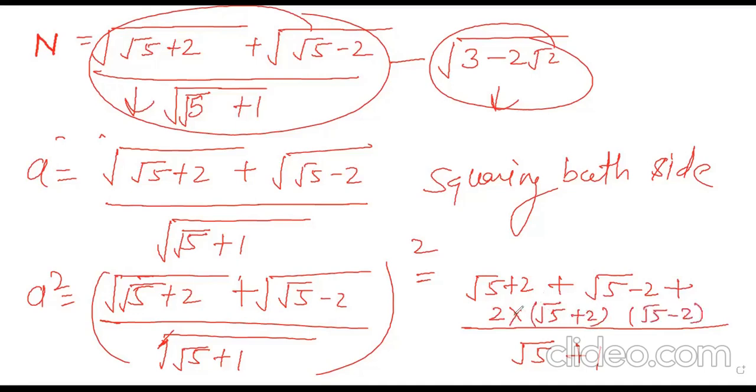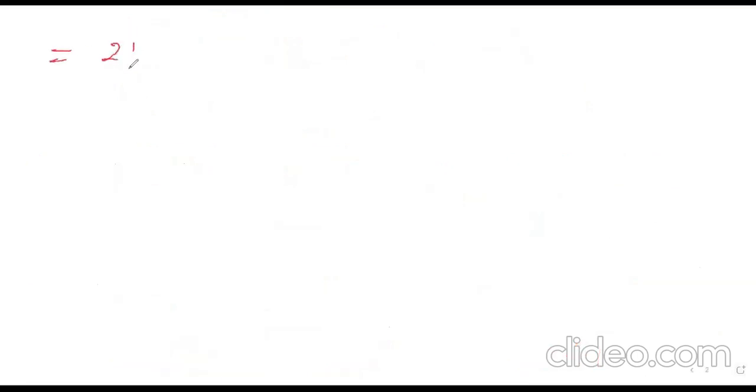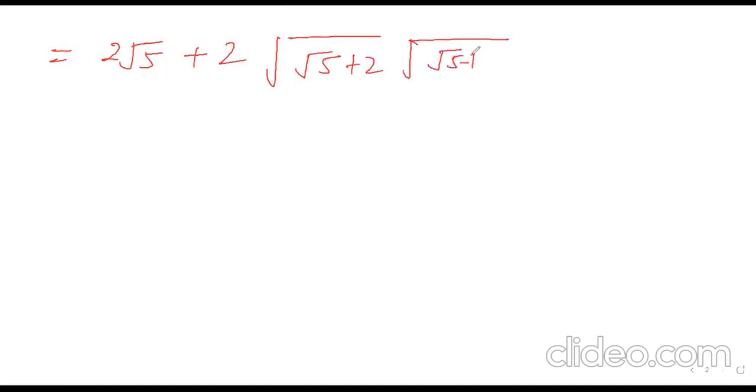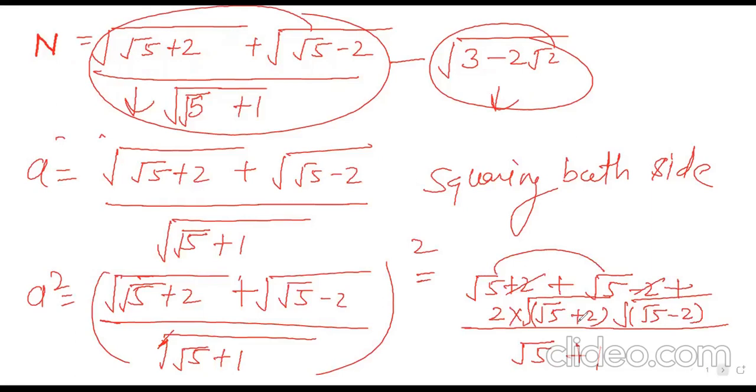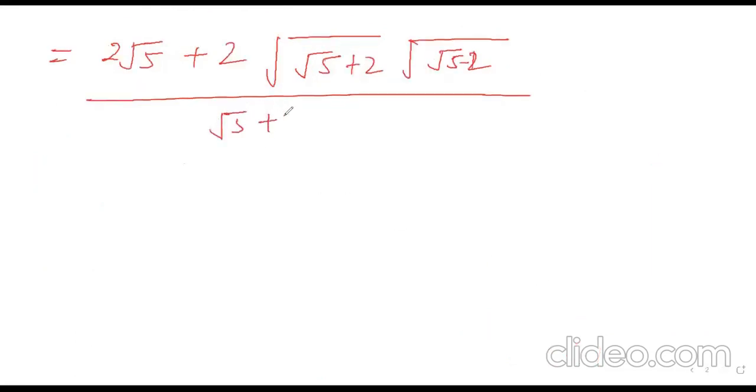A means this one, so there will also be a square root sign there. Now this 2 gets cancelled. Now this gives you 2 root 5 if you add. In the next step, you will get 2 root 5 plus 2 times square root of 5 plus 2 and square root of 5 minus 2. In the denominator you will get root 5 plus 1.